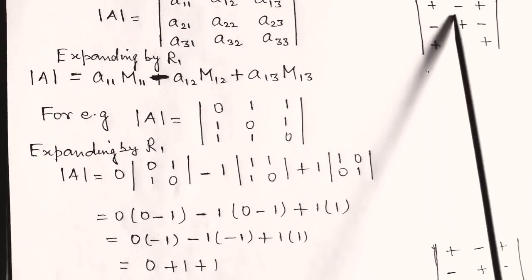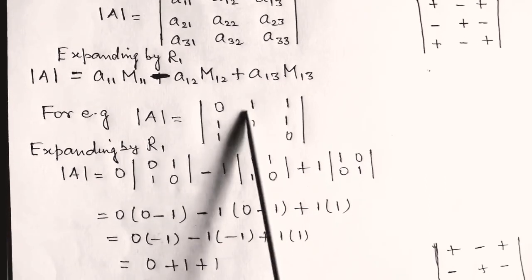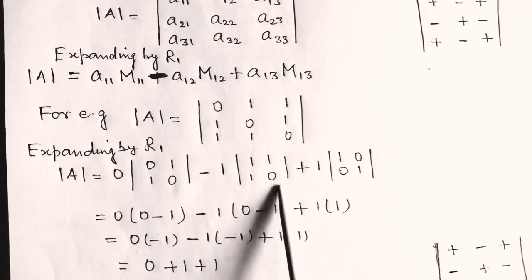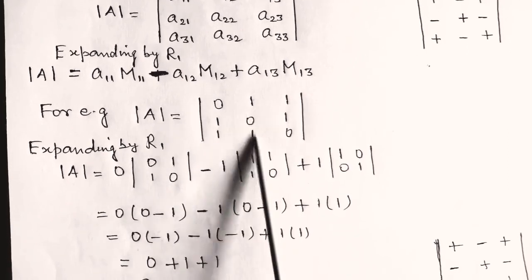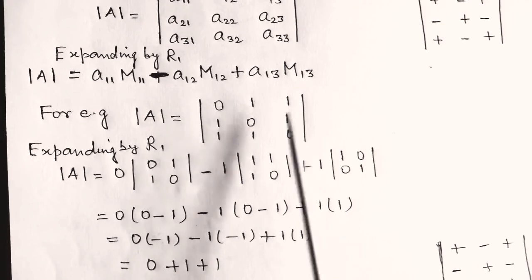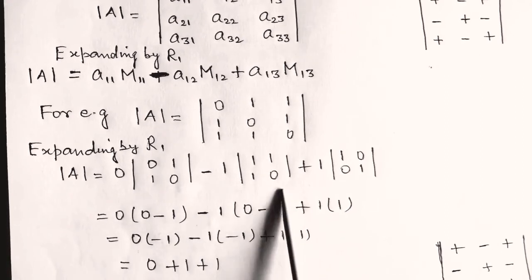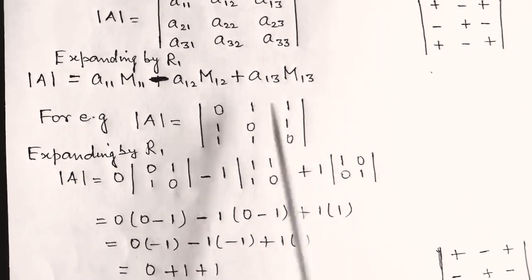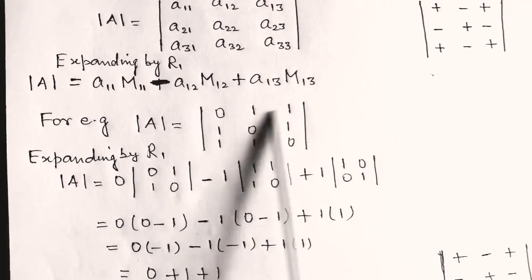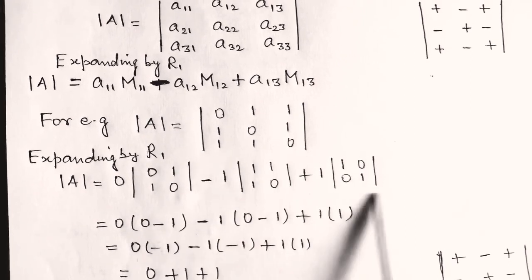Then next we have the minus sign. So minus this element, that is 1, into its minor. Again leave the row and column, so its minor has elements 1, 1, 1, 0. And finally you have a plus sign here. So plus 1 into again its minor, that is 1, 0, 0, 1.